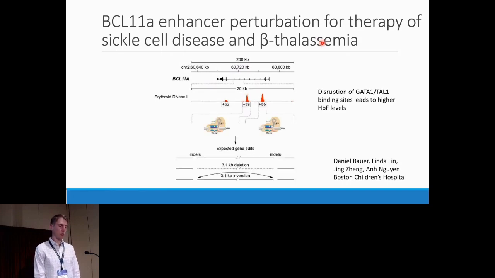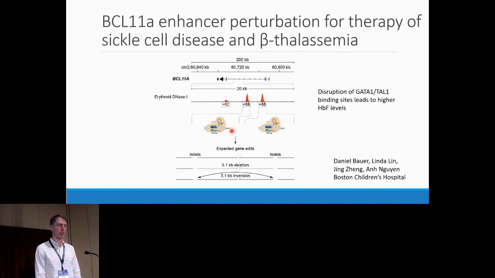So two guides were designed which target these two enhancer regions. The rationale being it has been shown that if you disrupt one or more of these sites, then you can lead to higher fetal hemoglobin levels. And so we'd like to disrupt as many of these sites as we can. And so if we design two guides to target these sites, we can have a variety of outcomes.